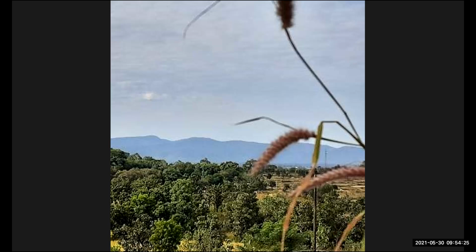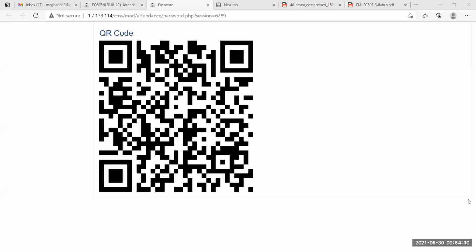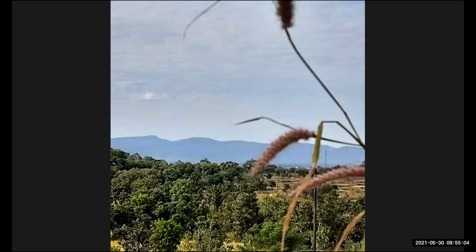Okay, very good morning to all of you. I'm sharing the QR code. Give the attendance and we will start. Only five students are present and all are sleeping today. Good. Okay, so I think you all have given your attendance, then we can start. Stopping the sharing here and I'll share now.